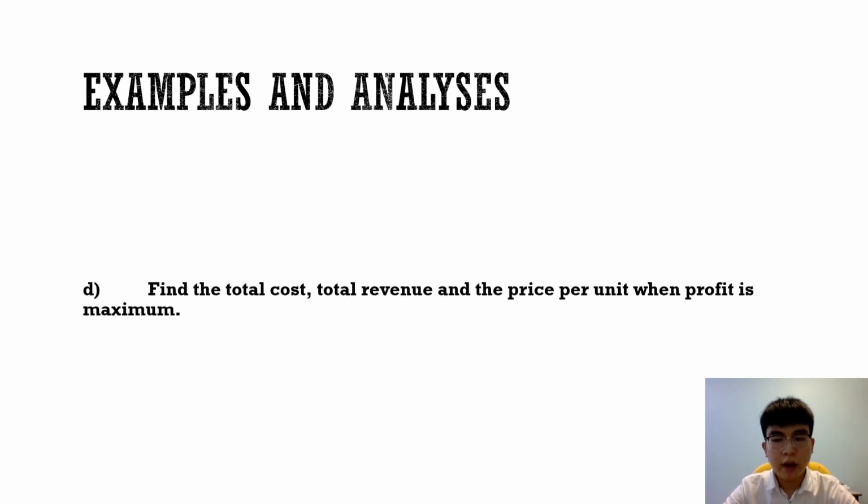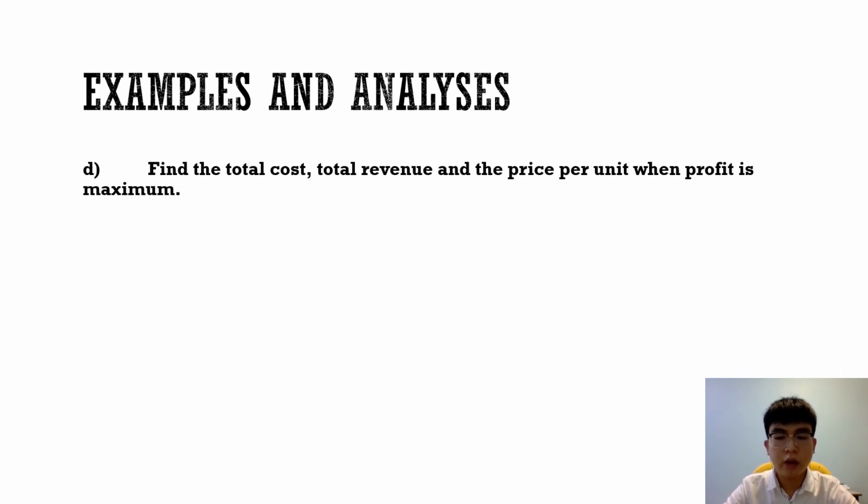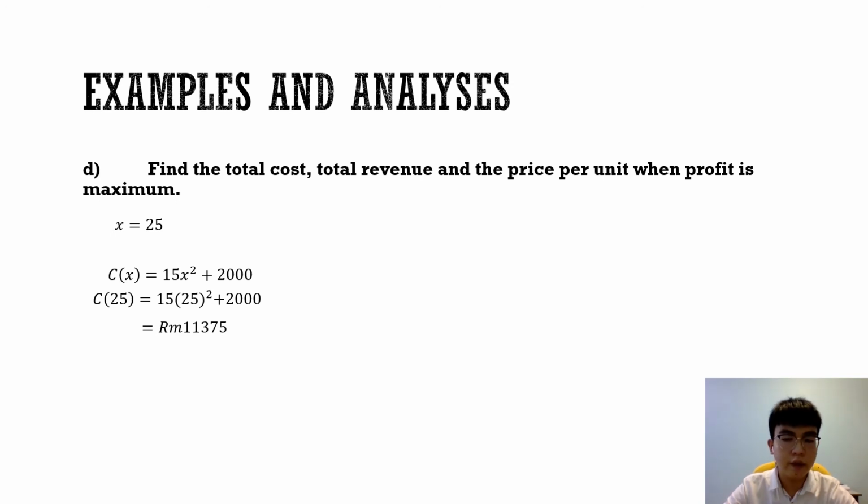Last question. Find the total cost, total revenue, and the price per unit when profit is maximum. From question C, we know that when profit is maximum, x is 25. We use the previous calculation to find the total cost. We know that the total cost is 15x squared plus 20,000. Then substitute x equals 25. Then we get the answer: total cost is Rm 11,375.